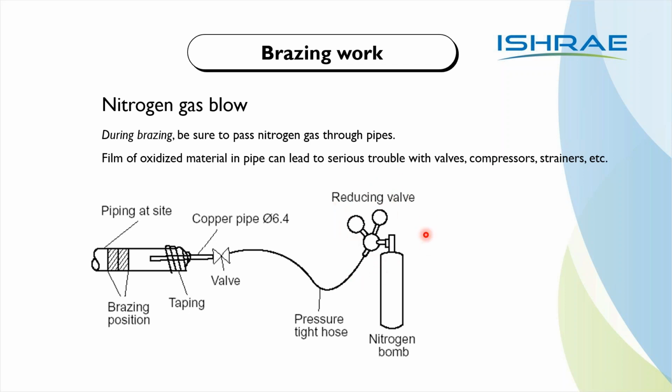Always use a 2-stage regulator. Now, the advantage with a 2-stage regulator is you can regulate the required amount of nitrogen which is required for you to braze. Please note, when you connect this to a brazing joint while you are doing brazing, you connect the hose inside and you allow about 2 to 3 psi of nitrogen from here.